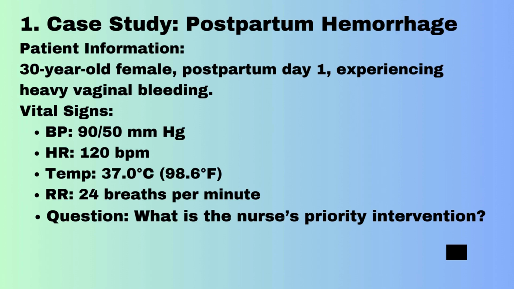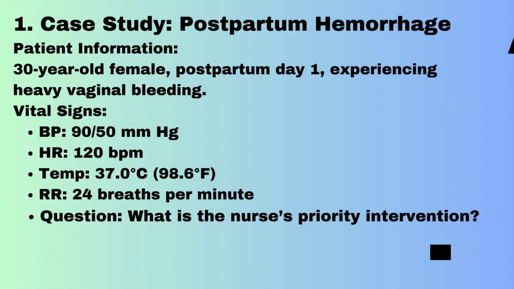1. Case study. Postpartum hemorrhage. Patient information. 30-year-old female, postpartum day 1, experiencing heavy vaginal bleeding. Vital signs. BP 90/50 mmHg. HR 120 BPM. Temp 37.0 degrees Celsius, 98.6 degrees Fahrenheit. 24 breaths per minute. Question. What is the nurse's priority intervention?